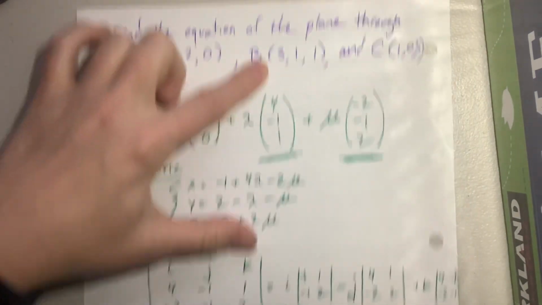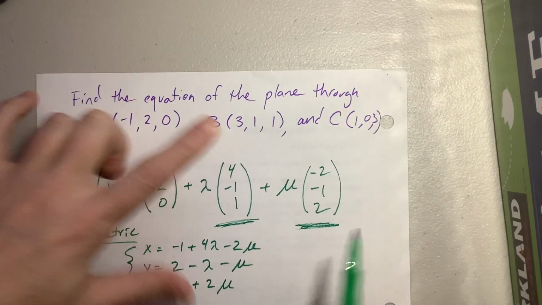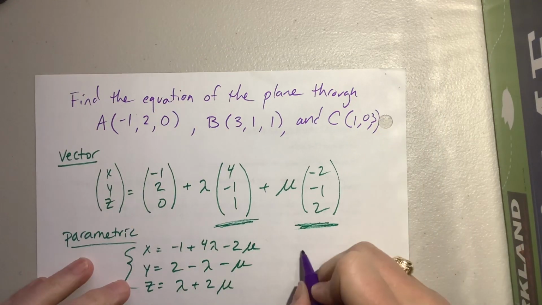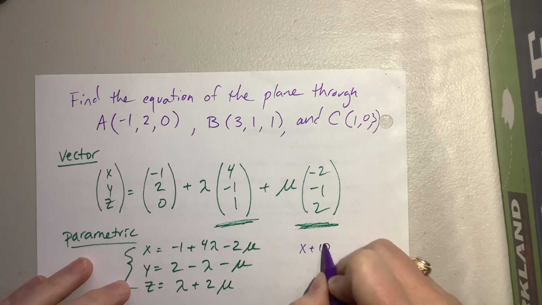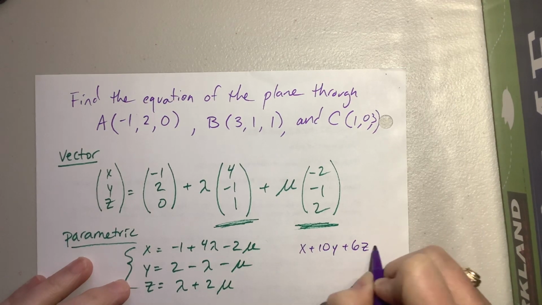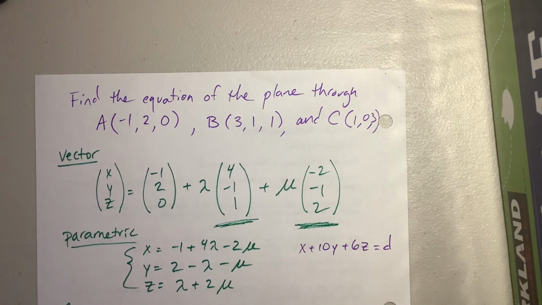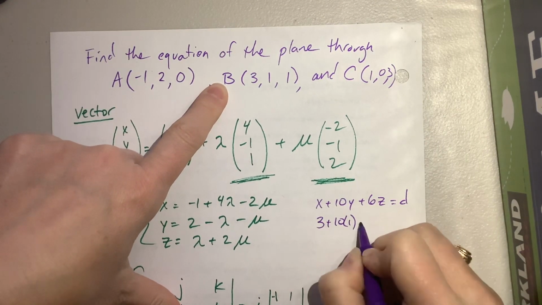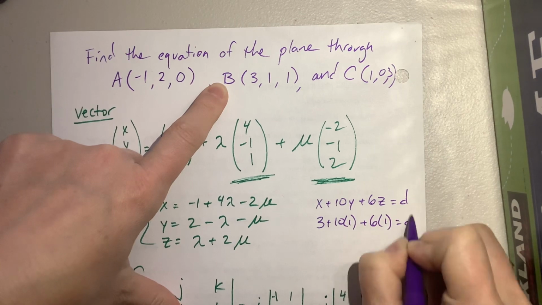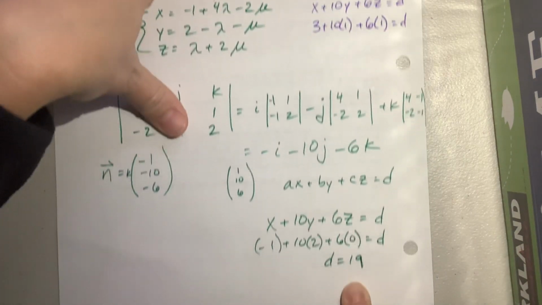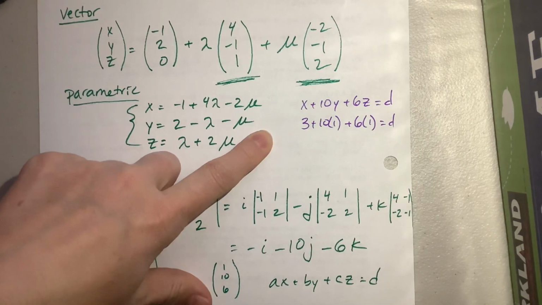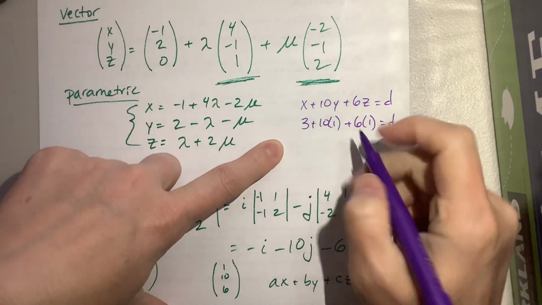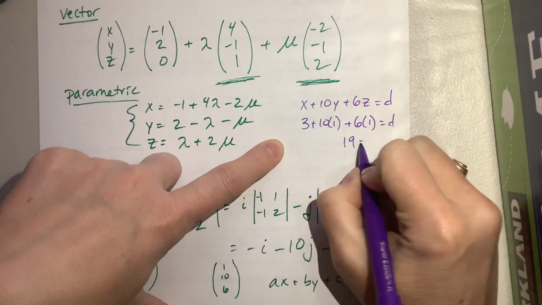Okay, let's say I used a different point. Let's say I used this one. Say I have, what was it? It was x plus 10y plus 6z equals d. Let's plug in 3, 1, 1. 3 plus 10 times 1 plus 6 times 1 equals d. We just said a minute ago that d was equal, there it is, to 19. What happens here? 3 plus 10 plus 6, 9 plus 10 is 19, is equal to d.